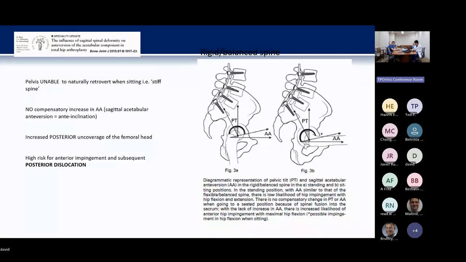So you can be stuck in an always standing or always sitting position is how they describe it. So if you're unable to kind of shift, then you may end up impinging in the front with a permanent posterior uncoverage. And if you impinge in the front, that can leave you out in the back, causing dislocation. So this is probably the most convincing theory as to why fused spines have higher dislocation rates.